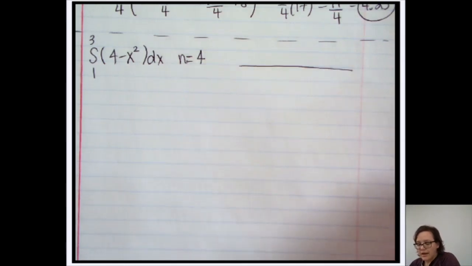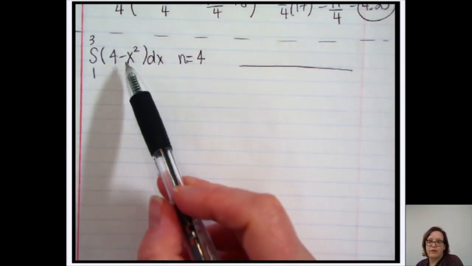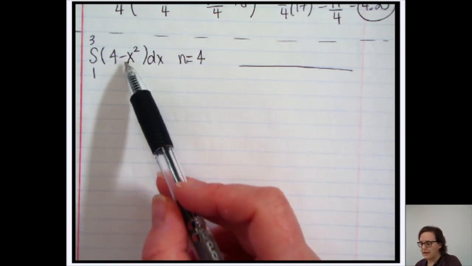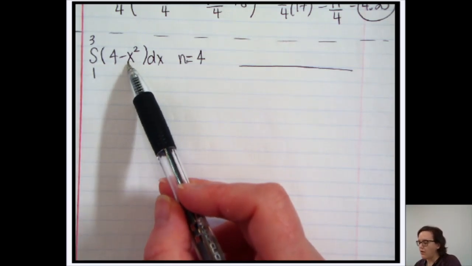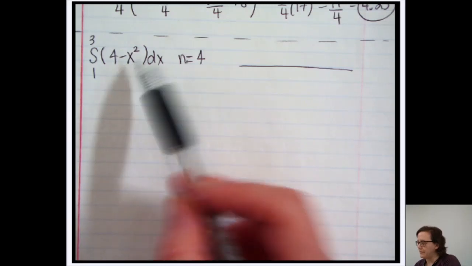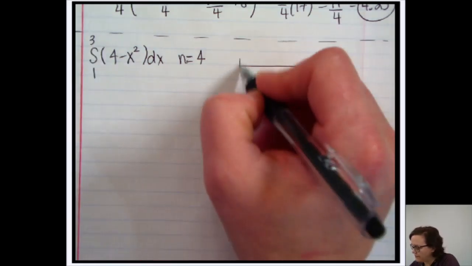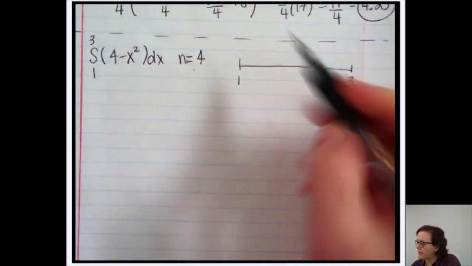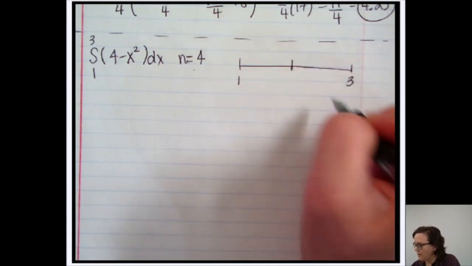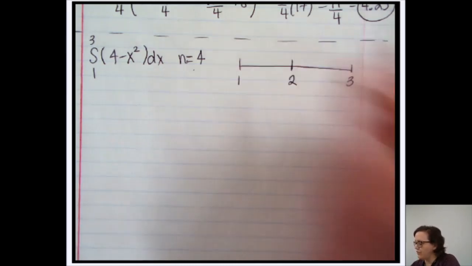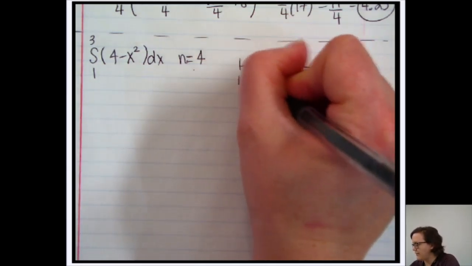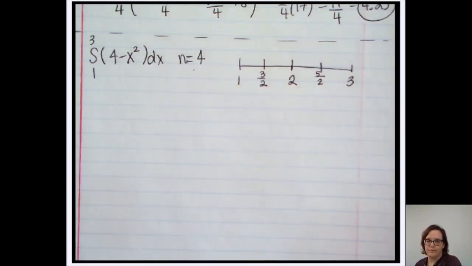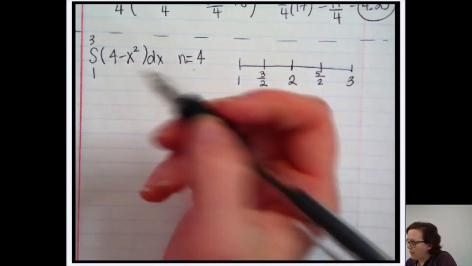Okay. Now this one we could also integrate fairly easily by hand, okay, but I'm not going to take that time right now. Okay, let's look at, we have 1 to 3, and we have n is 4, so we want to cut this in half. So 1 to 3 cut in half is 2, and so this would be 3 halves, and this would be 5 halves. Okay, so off we go.